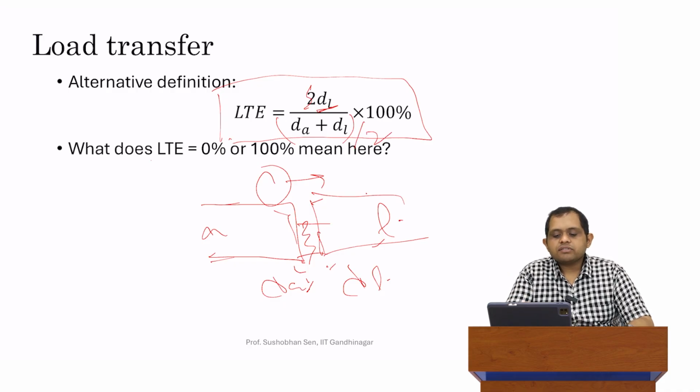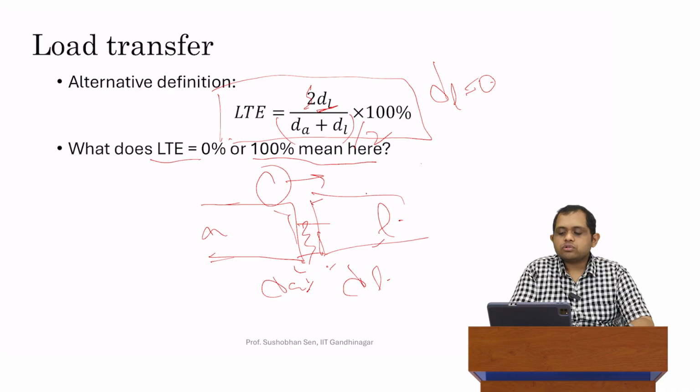So then let's ask ourselves the question in this case, what does it mean to say that LTE is equal to 0%? Well, if LTE is 0%, this is a fairly straightforward calculation. It still means that DL is equal to 0. That means we have some amount of deflection in our approach slab, but the leaf slab is not participating at all in that process. And the other measure we have is what if, in this definition, LTE is equal to 100%?